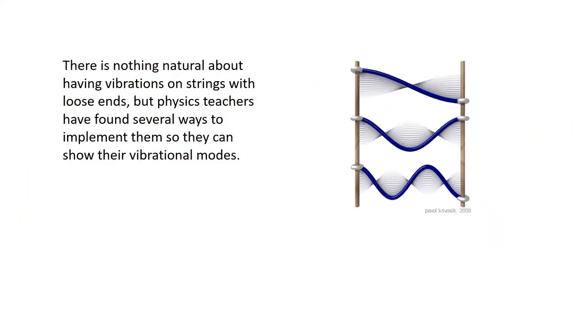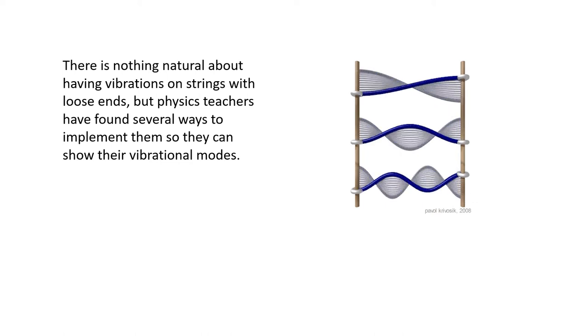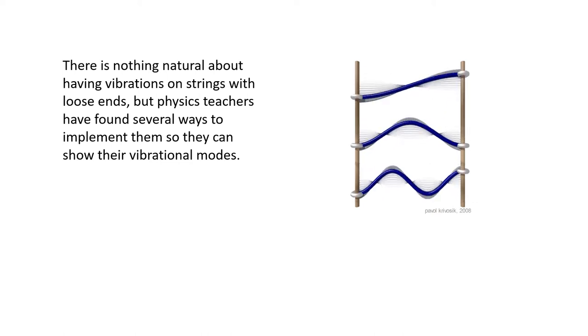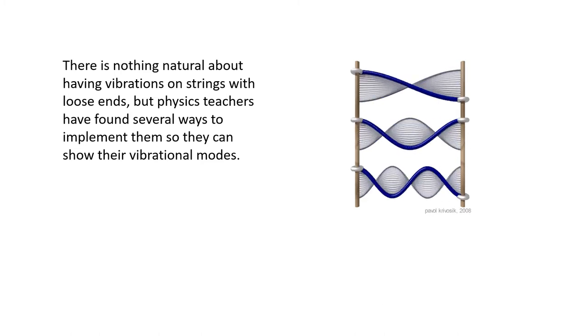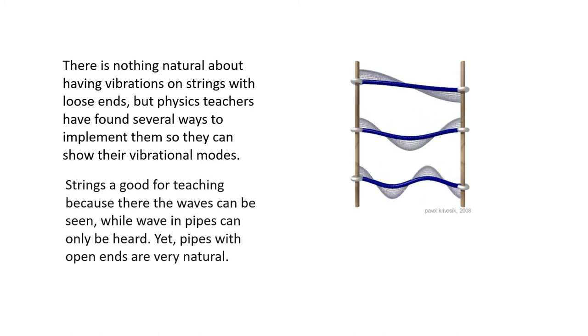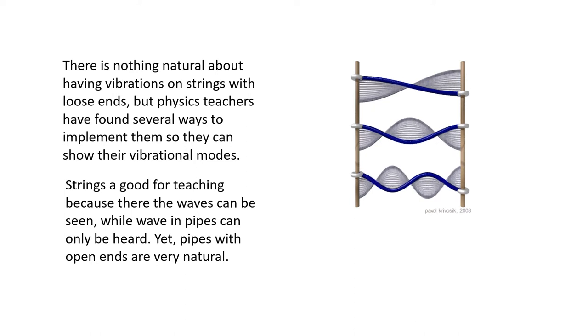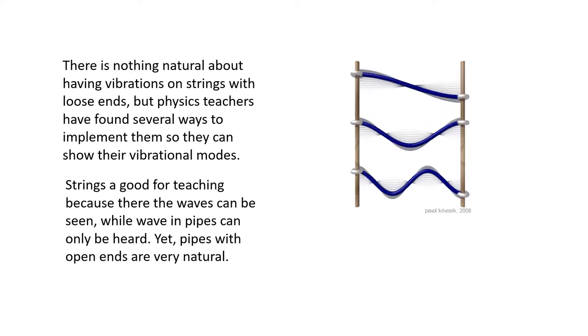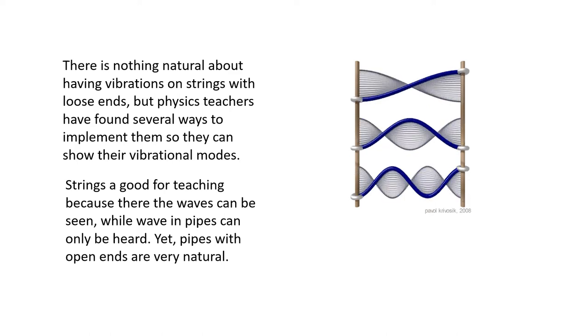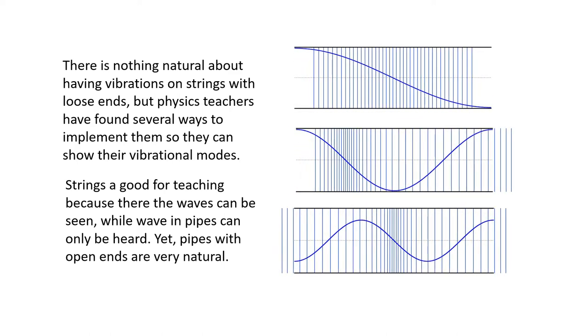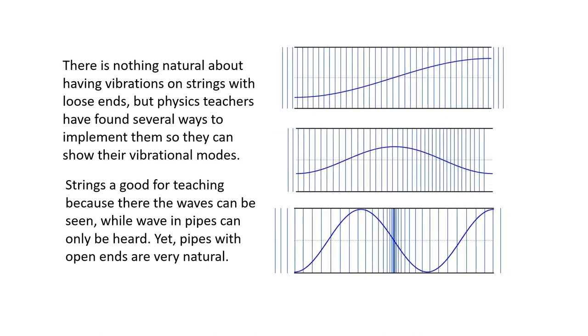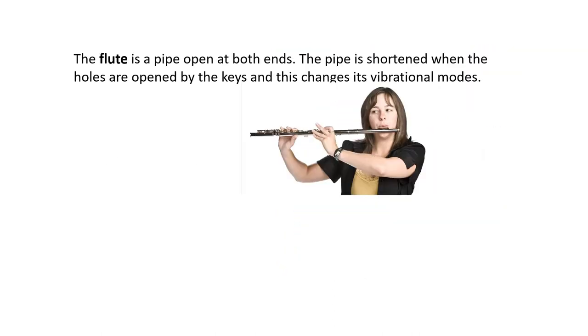There's nothing natural about having vibrating strings with loose ends, but physics teachers have found several ways of implementing them so they can show their vibrational modes. Strings are good for teaching because there the waves can be seen, while in pipes they can only be heard. Yet pipes with open ends, those are very natural. The flute is a pipe open at both ends. The pipe is shortened when the holes are opened by the keys, and these keys change the vibrational modes.